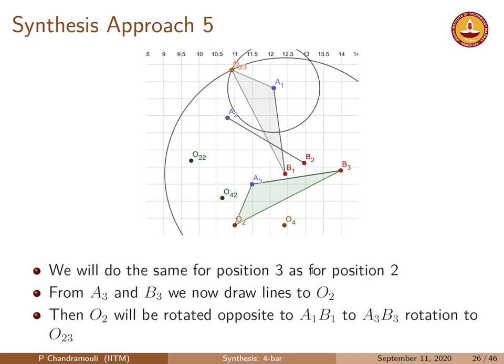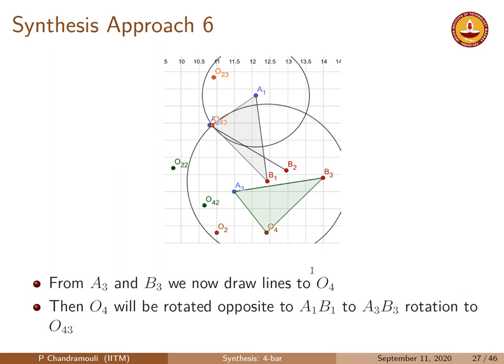We do the same exercise now with the other fixed pivot. Okay, the next step is basically to do the same for O4. So A3, B3, I connect to O4, and we do the same exercise. A3 will swing to A1, and B3 will swing to B1. When I do that, it turns out O43 comes out to be somewhere here, which is effectively very close to the A1 position that you have there. That's just because of the dimensions that we have chosen.